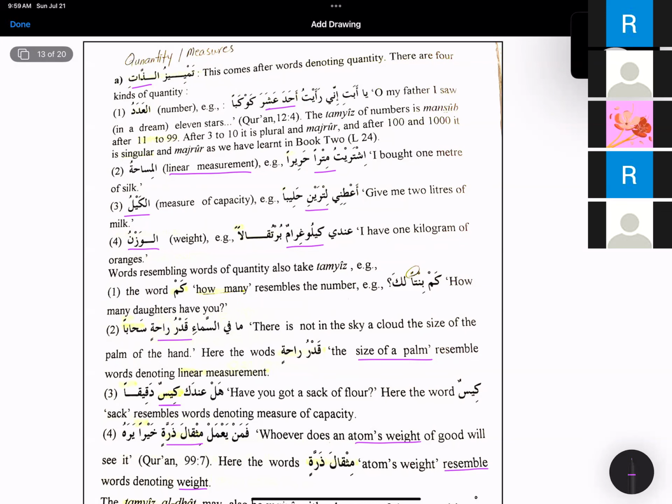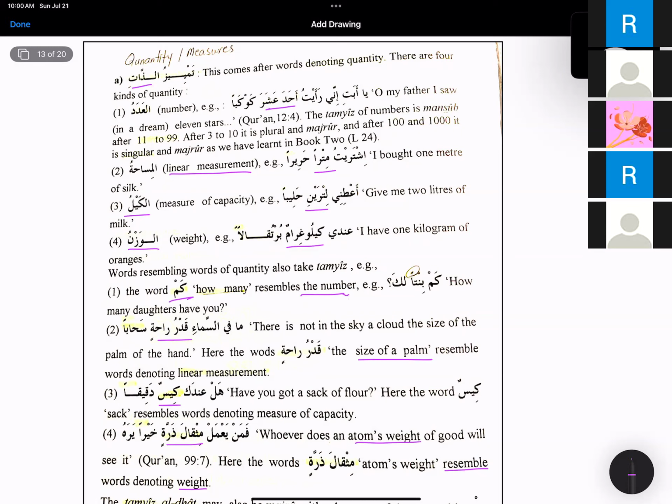So look at the example. We said the word kam. Did you see that word kam in the Quran Pak? Yes. Right? So kam means how many? So that resembles a number. This is not a number, but it's still resembling it. So we need to bring tamyiz after that. For example, kam bintan laka. How many daughters do you have? So bintan or waladan. How many wives do you have? How many daughters do you have? Right? So after kam, we need to bring tamyiz.